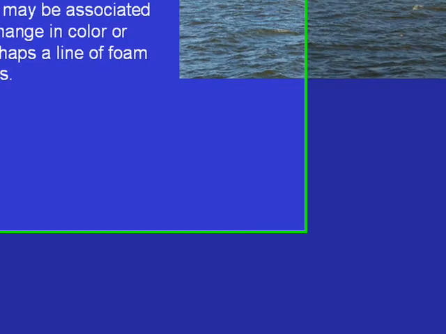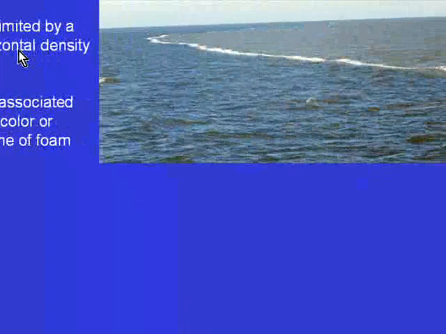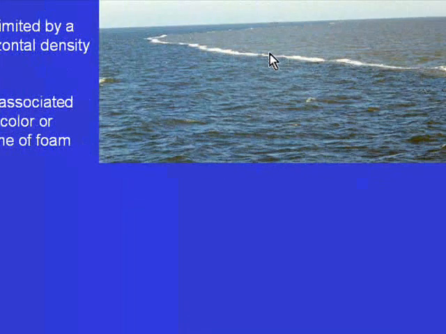Okay, but these plumes are generally delimited by a narrow zone, as we said, of high horizontal density gradient, and that's why you see here the foam line and also the change of color. So this is turbid water. This is from the Rio de la Plata estuary in Argentina. Which one would be waters from the river, you think? This one or this one? The dirty water, the turbid water.